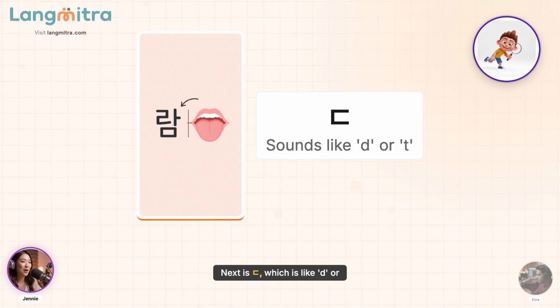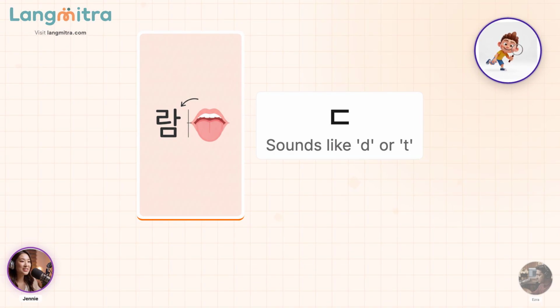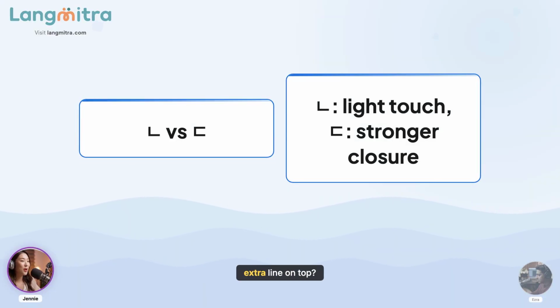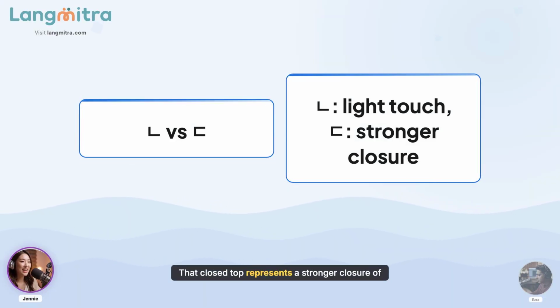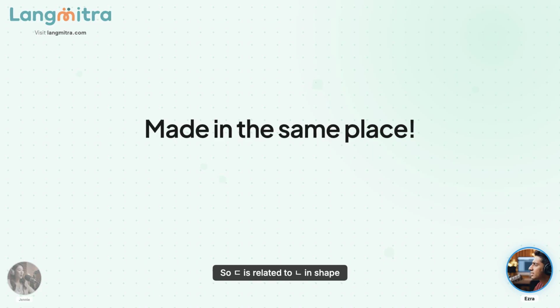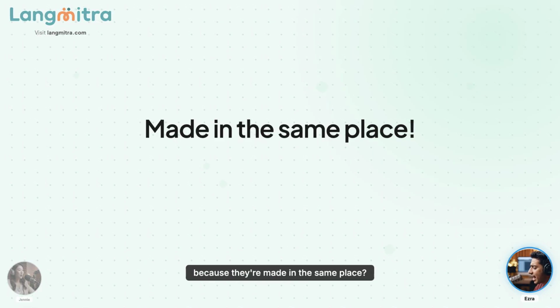Beautiful. Next is d, which is like d or t. Notice it looks like n, but with an extra line on top. That closed top represents a stronger closure of the tongue against the roof of your mouth. So D is related to N in shape because they're made in the same place?